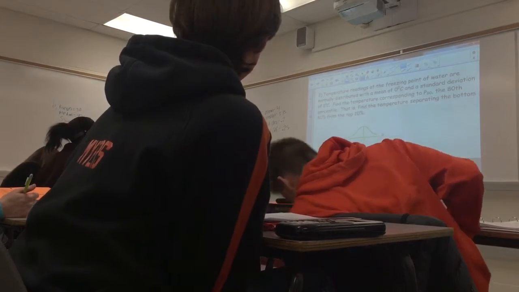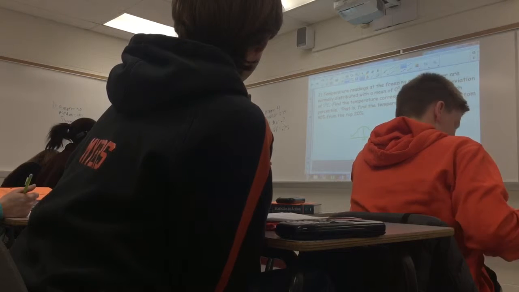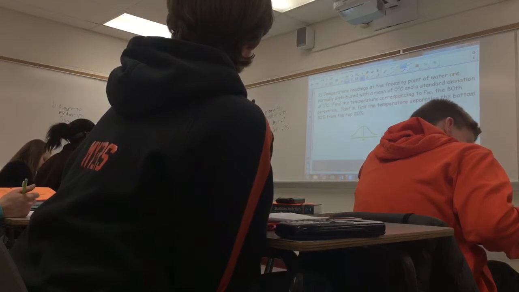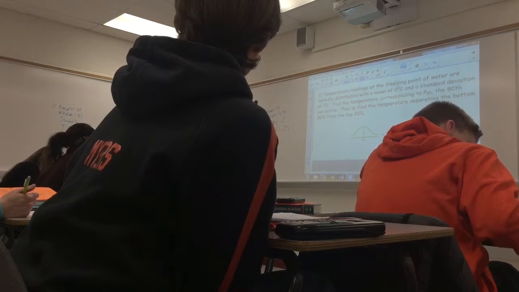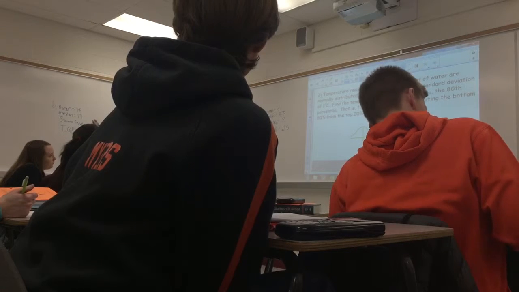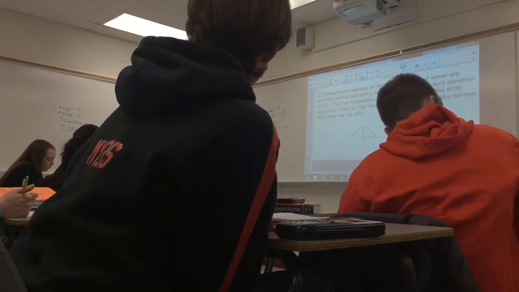In a normal distribution, 50%. Everyone okay with that? Makes sense? If it's normal, the mean and the median are the same, so 50% are below it. So whatever temperature it is that's going to be the 80th percentile, is it going to be to the right of 0 or is it going to be to the left of 0?